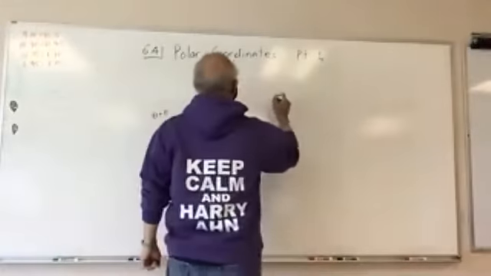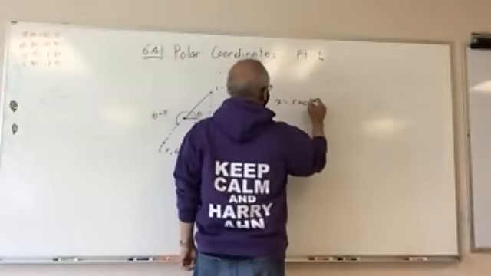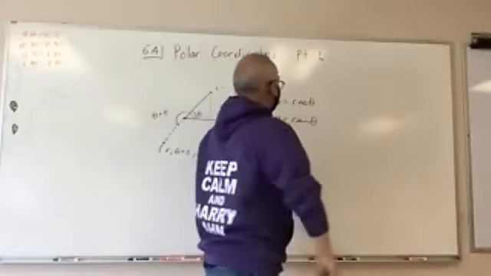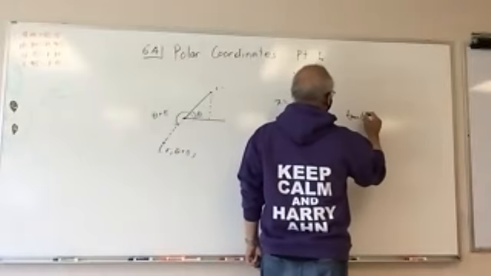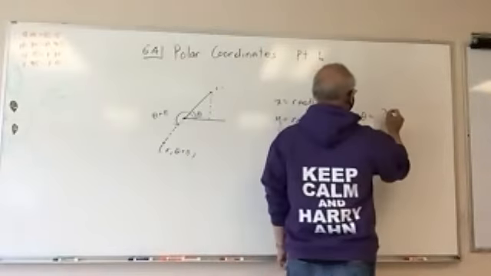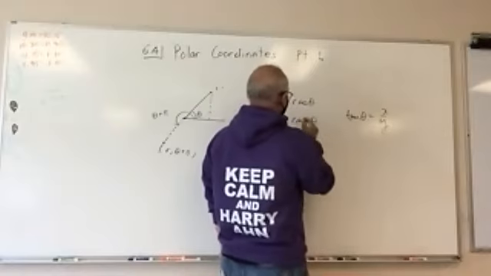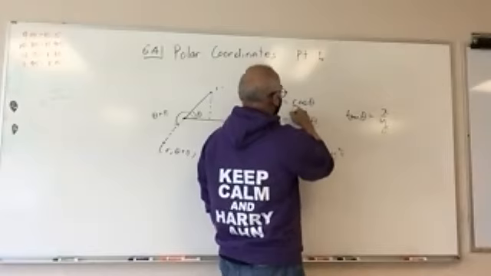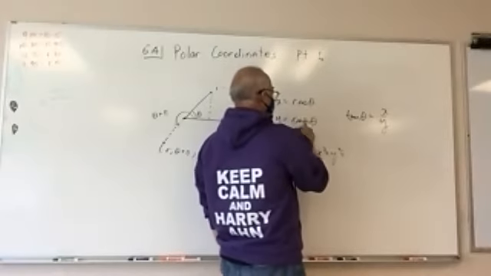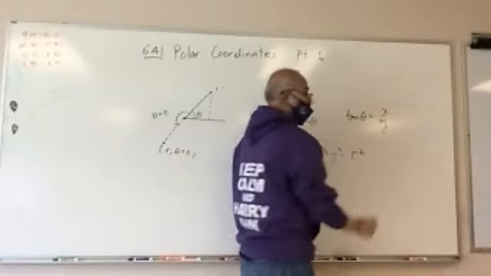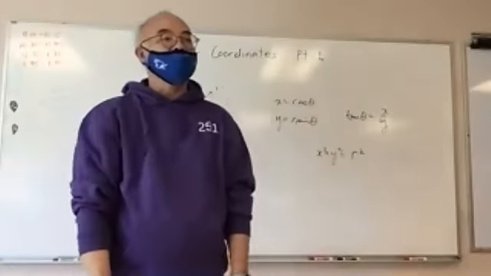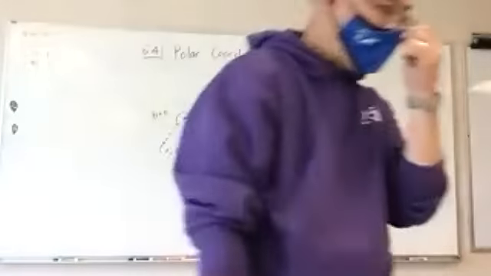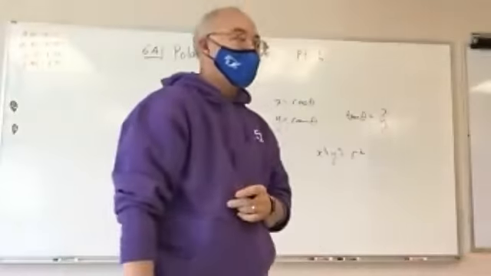You already said that x would be equal to r cosine theta, y would be equal to r sine theta, and we could also say that the tangent of theta would be y over x. We can also say that x squared plus y squared would be r squared cosine squared theta plus r squared sine squared theta. So it would be r squared times cosine squared plus sine squared, and that's 1. So we get this guy, in the middle of page 488.